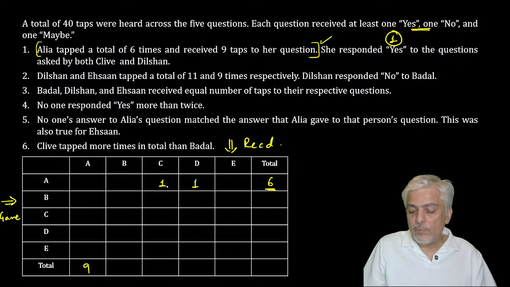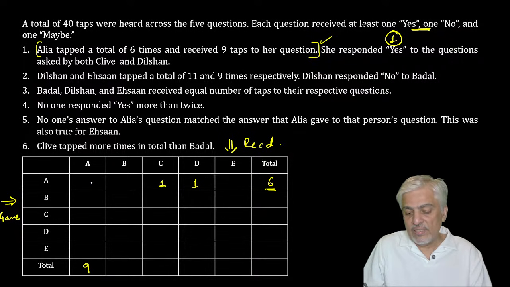So she has tapped 1 and 1 for Clive and Dilshan. Remember one thing, Alia cannot give answer to her own question. B cannot give answer to his own question. C also same, D also same, E also same. And total taps were 40.